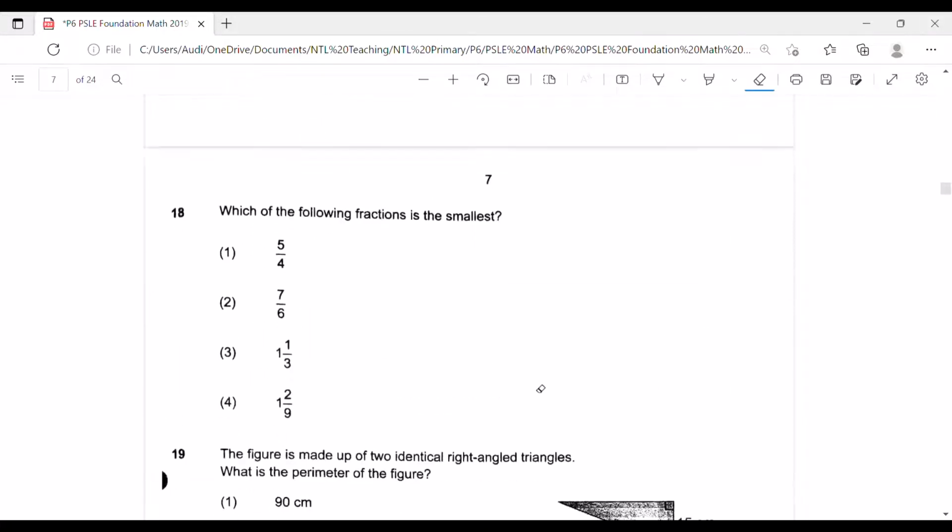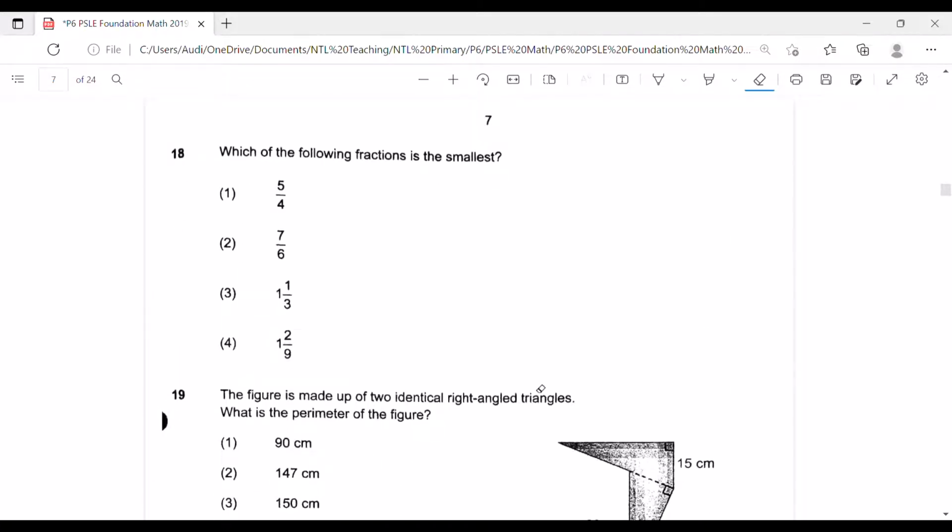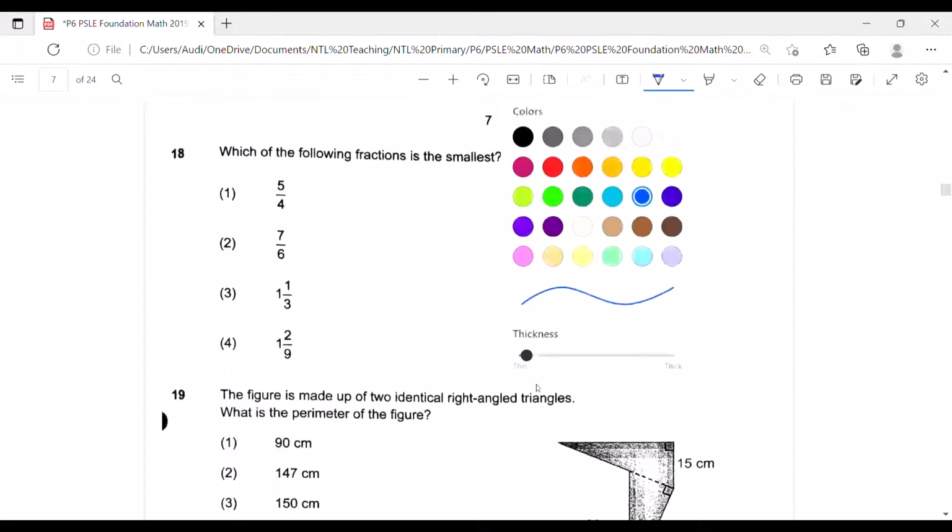Okay, now we're doing 18. Which of the following fractions is the smallest? There are two ways to do it. I'll show you the first way.